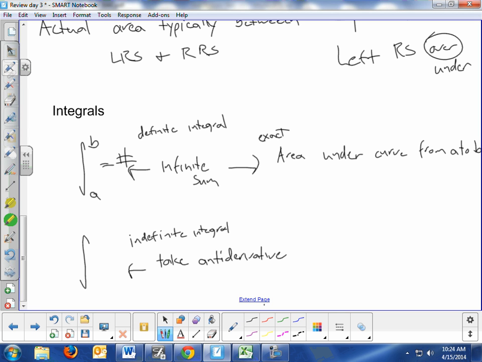The reason why we use the same notation for what essentially seems like two different things is the connection between areas under curves and antiderivatives, which is the first fundamental theorem of calculus, which we'll talk about in a second. Okay? So take an antiderivative. Your answer is going to look like some function plus a constant.